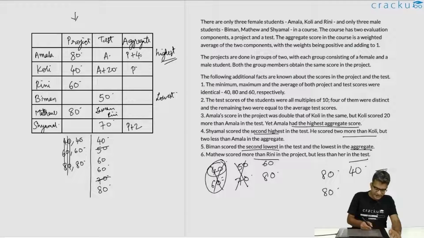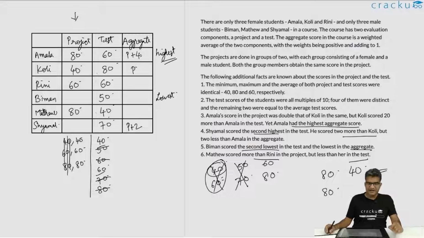This would imply that Amala scored 60 in test, therefore Kohli scored 80. Now we have taken 160 out and we have taken 180 out. The only two numbers remaining are 40 and 60. Those two belong to Rini and Matthew. Matthew scored less than Rini, so Rini has to score 60 here. This would imply that Matthew scored 40.